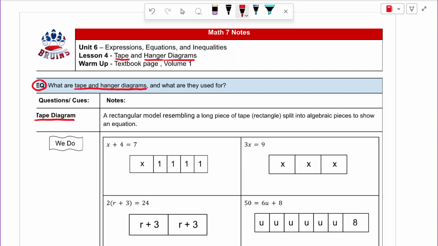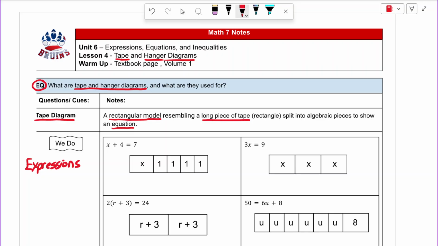A tape diagram is a rectangular model resembling a long piece of tape in the shape of a rectangle split into algebraic pieces to show an equation. All right, so this is your very first lesson on equations. So far, we've learned about expressions. And by now, you should understand that expressions do not have equal signs.